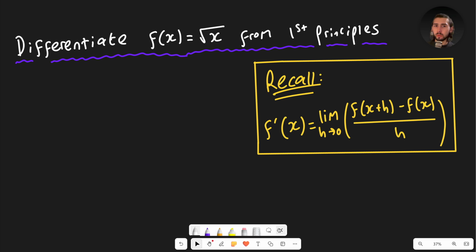So in this video we're going to be looking at differentiating the square root of x from first principles. This is an exam style question if you're an A-level maths student, or there are plenty of other exams out there, and maybe you just want to know how to do it out of curiosity. But we're going to be using the formula for differentiation from first principles, which is in the yellow box.